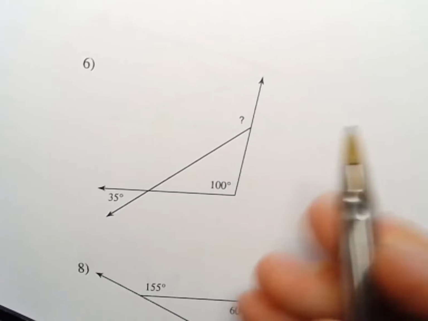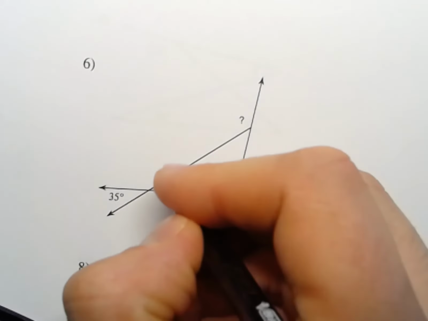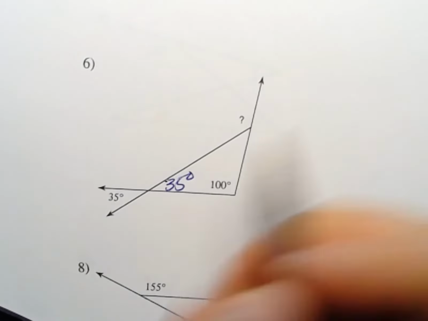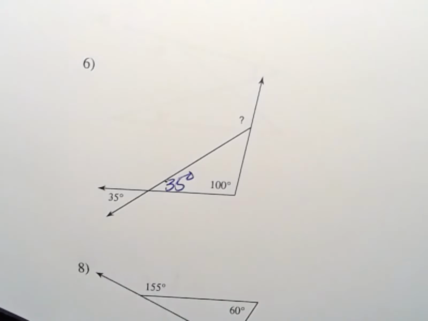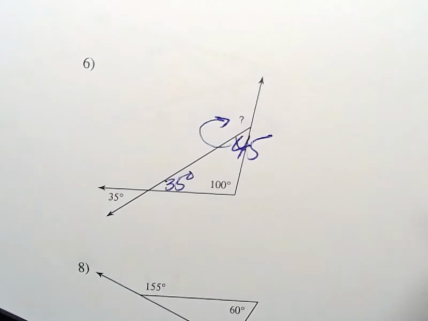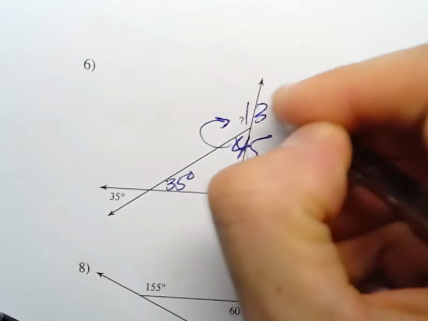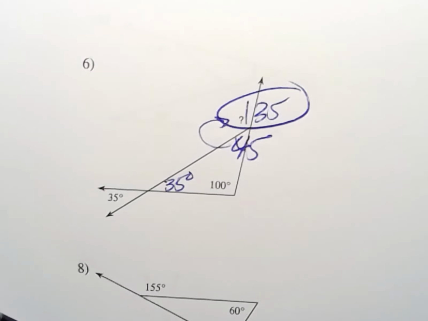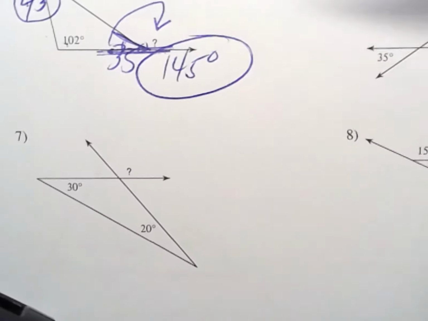Same thing happens over here. If this is 35 by vertical angles, and 135 means that I can figure out what that one is right there. It has to be 45, so then the supplement to that is 135. So that's the number I'm looking for, 135. See, I'm working through this?